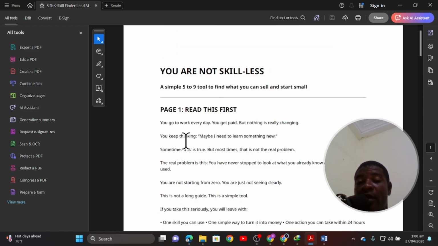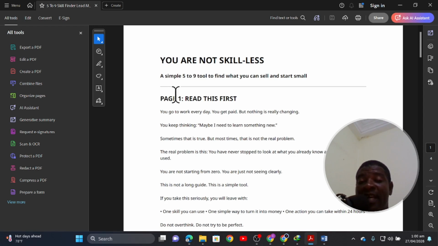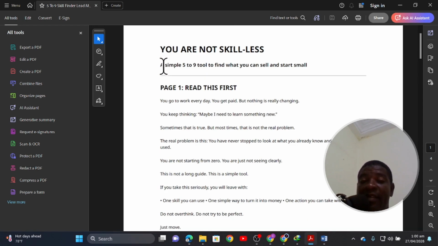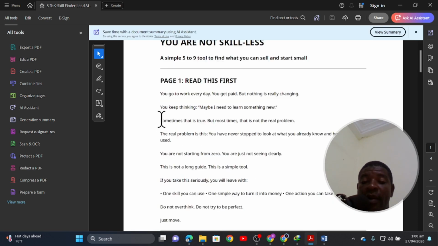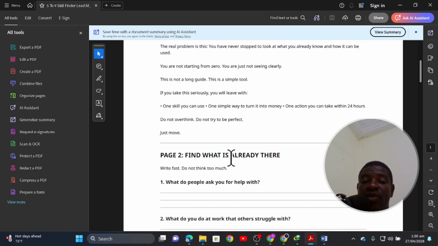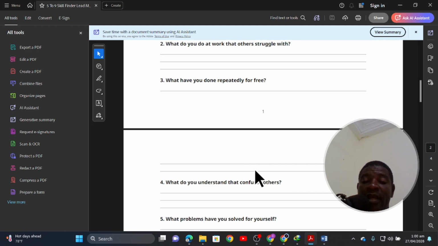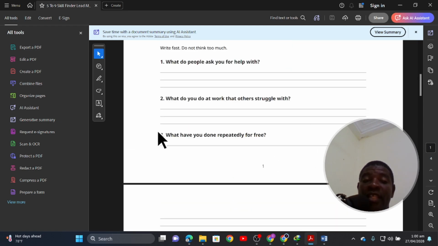Apparently this is what ChatGPT has created for me as my lead magnet. Okay, so this is page 1, which is read this first, and then it creates all this. Page 2 is this, and these are the questions that the reader is supposed to fill in. The person is going to print out these pages, which is I think like 5 pages or so.